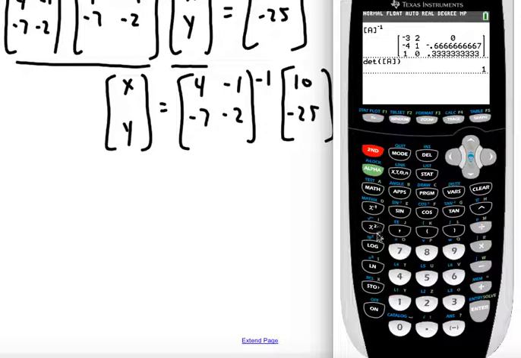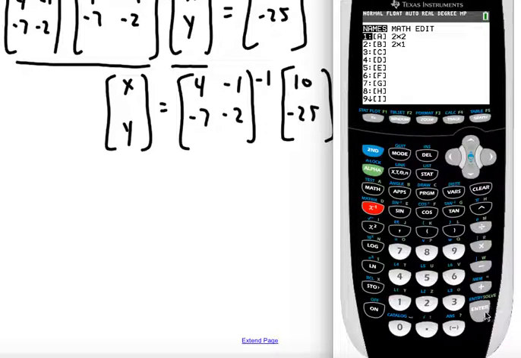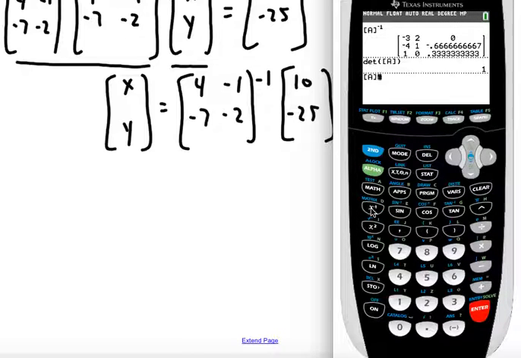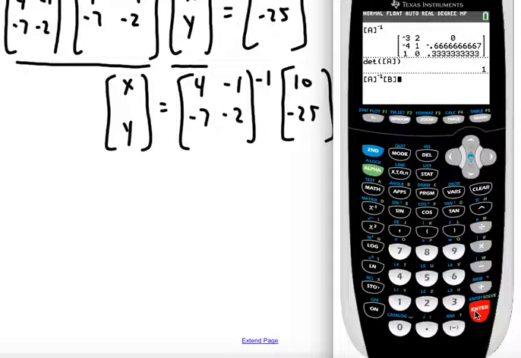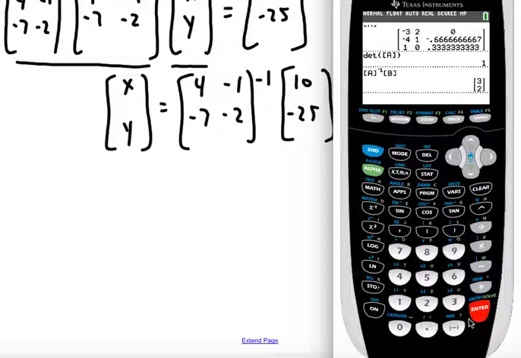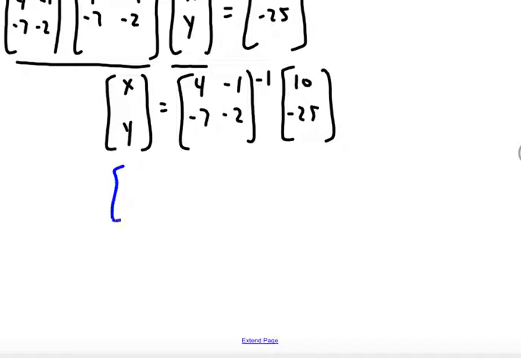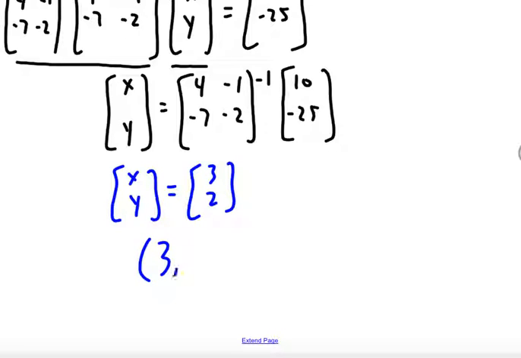I can go back in there and get the name of matrix A there. Since I want the inverse of it, I'm going to take it to the -1 power there. And then I'm going to go in and get matrix B there. And I end up getting the solution there of 3, 2. So now I can say xy equals 3, 2. So my solution there is just the ordered pair 3, 2. So that's how you can use the inverse equation and solve it on your calculator.